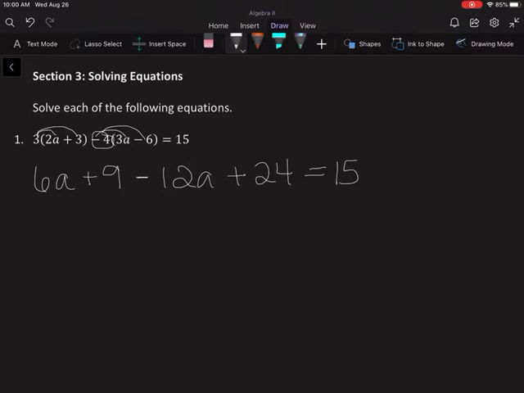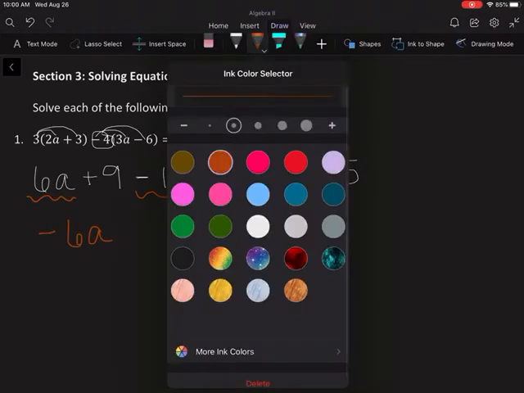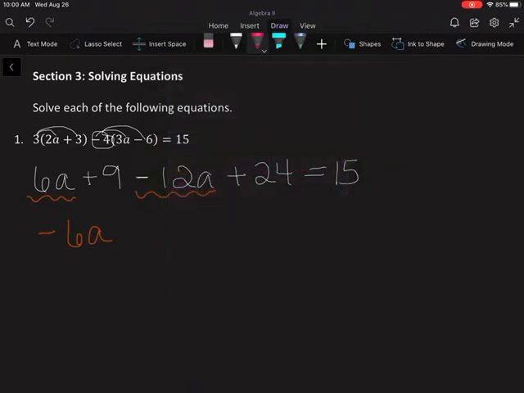So I'm solving for a, essentially, right? So I need to then combine like terms. So I know this and this are alike. So that's 6a minus 12a. That's -6a. And then I have this guy and this guy. So it's positive 9 plus 24. That's going to be plus 33. And then we have is equal to 15.